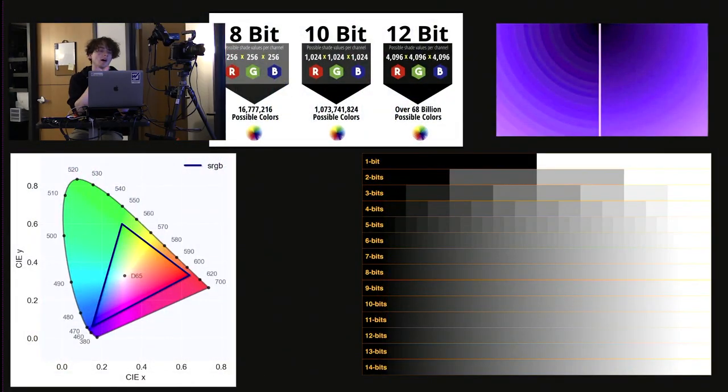So 8-bit gives us only 256, 256, 256, which is a relatively smaller file size compared to going up to 12-bit, 4,000 different numbers, which is going to be a way larger file size. Even with just 256, we get 16 million possible colors.